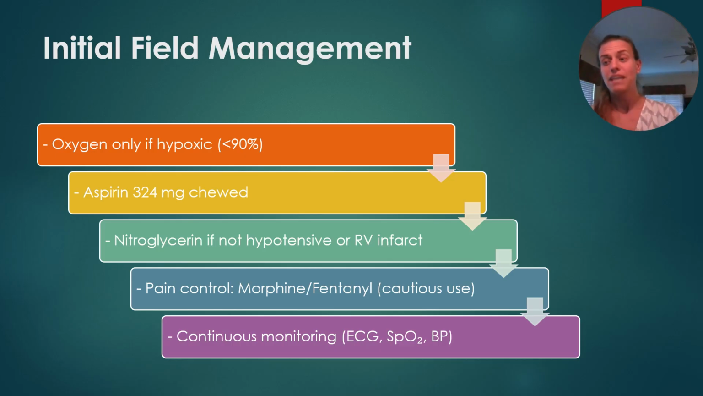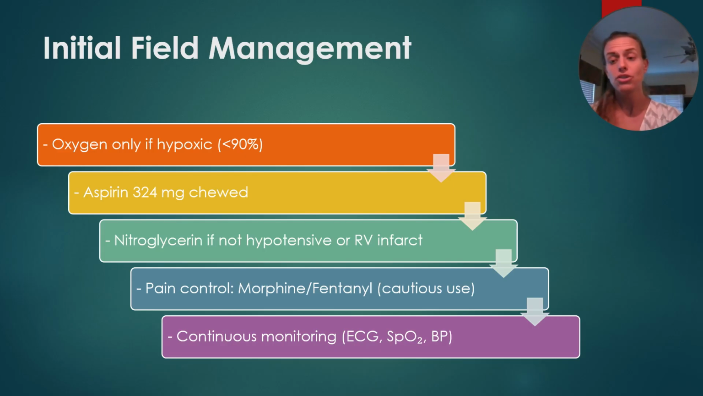So every EMS patient with a suspected STEMI should get it, unless, of course, they have the contraindications. If they are actually allergic to aspirin, obviously don't give it to them, or if they're experiencing an active GI bleed in addition to the STEMI that they have going on. Of course, aspirin can be life-saving, but we do not want to give it to a patient that it will then cause additional adverse effects.